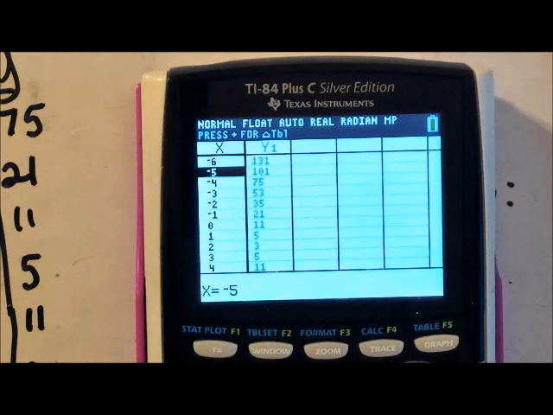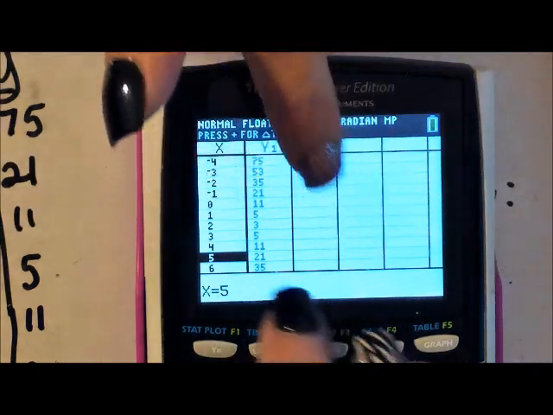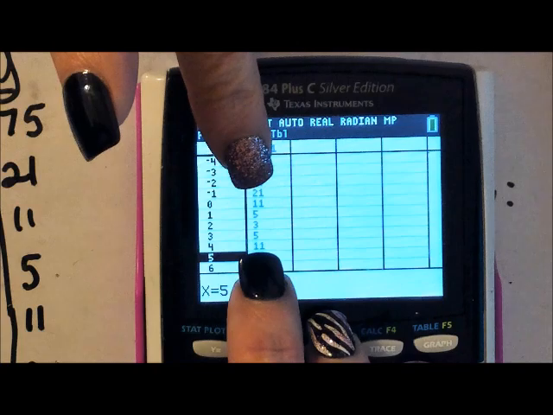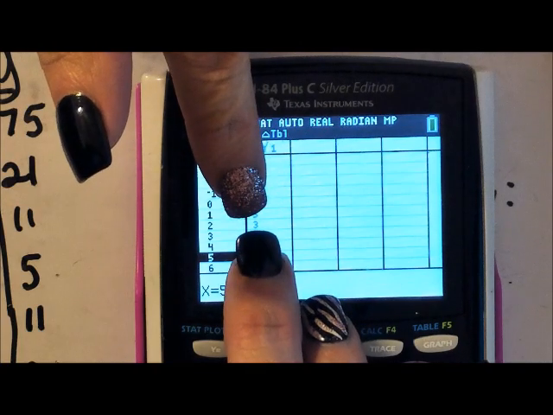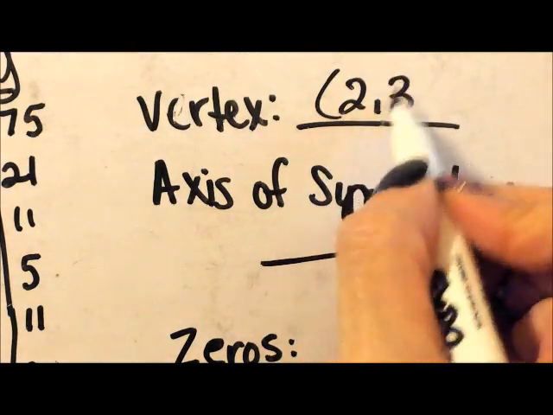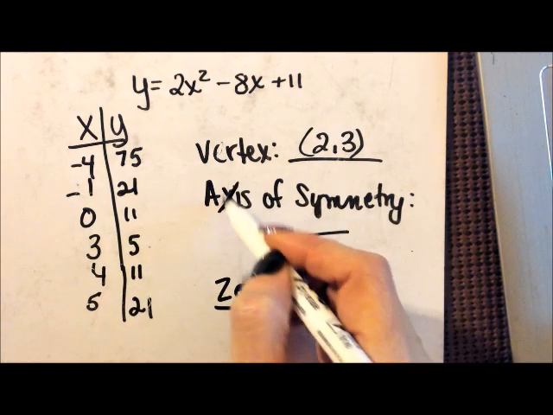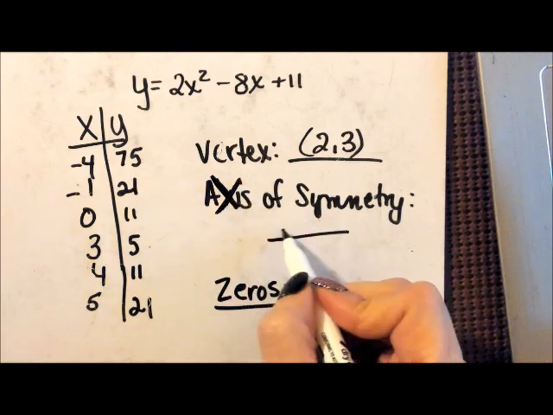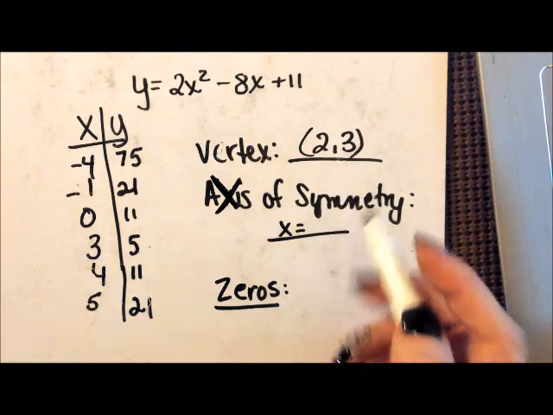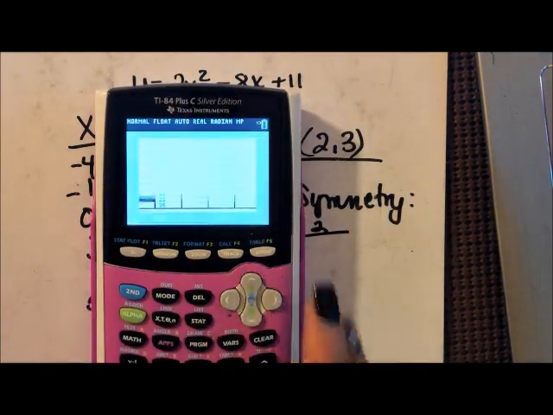Okay, let's see if we can find the vertex. Do you see it? Yeah. You can see 35, 35, 21, 21, 11, 11, 5, 5. So 2, 3 is the vertex. Okay, so what's the vertex? It's at 2, 3. So it's definitely not where it looked like it was on here. Axis of symmetry. Remember, the axis has the letter x in it. So it's x equals, what's my x value? It's 2.